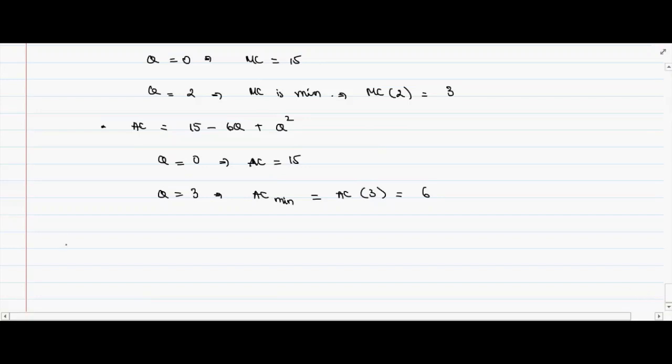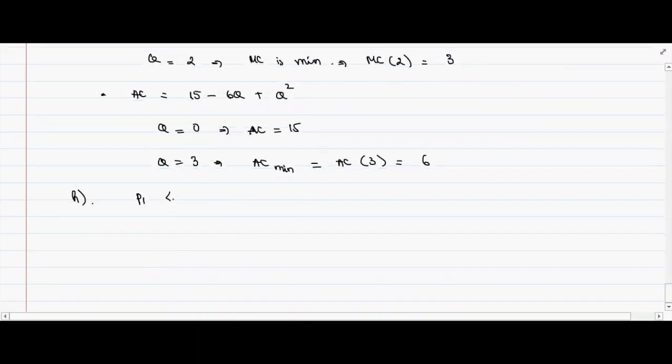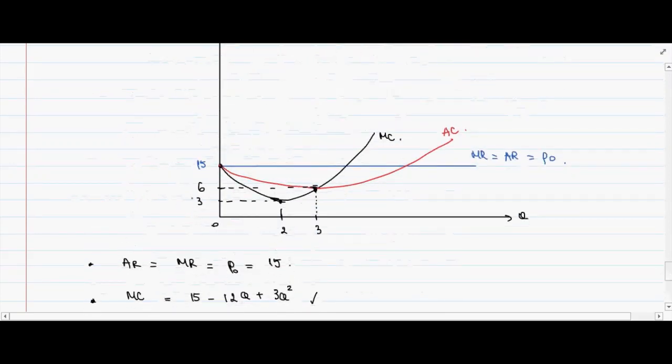And so the last part is asking you, suppose that the market price falls to P1. How should the firm react if P1 is bigger than 6 and if P1 is smaller than 6? Okay, so if the market price is now P1 and if P1 is bigger than 6, what would happen? So as you can see over here on the diagram, at the value of 6, that is the minimum point on the average cost.